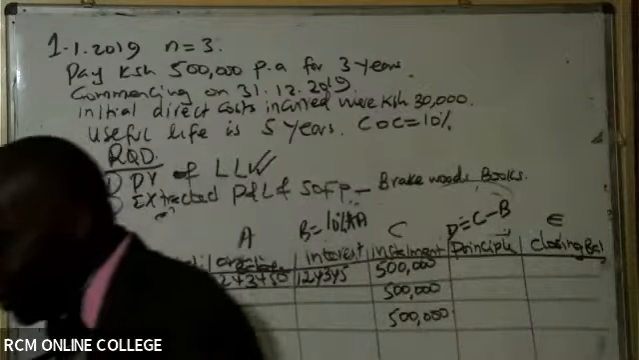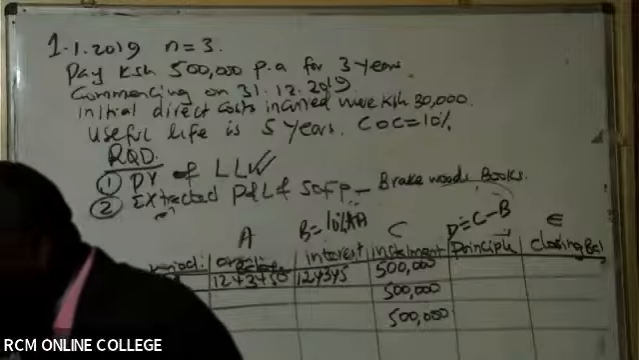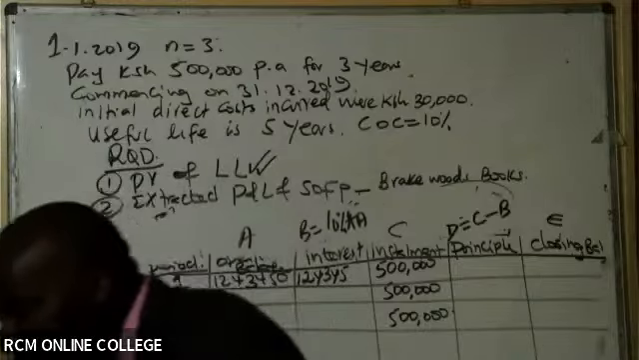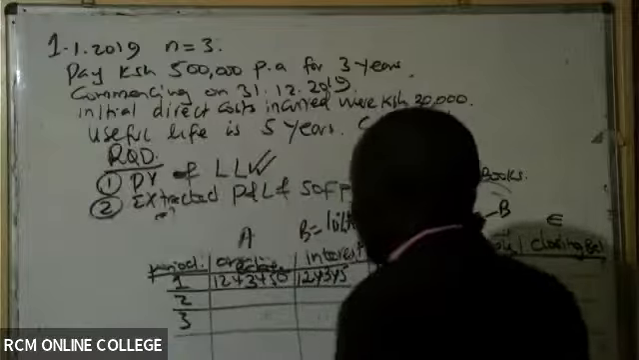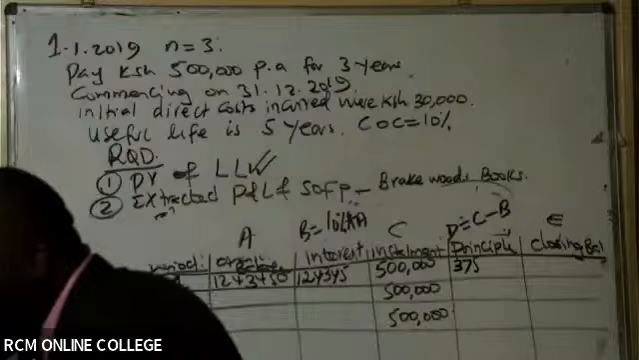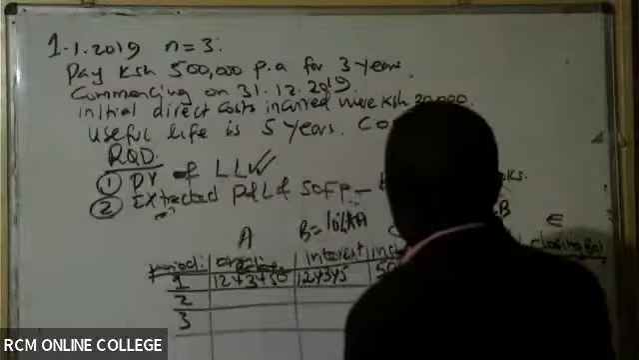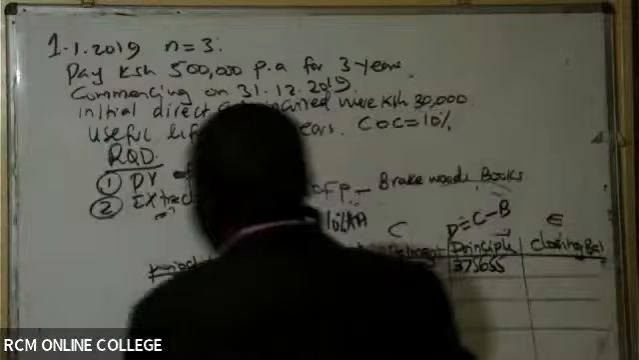Is there somebody who can give me this figure? So it is 375,655. Thank you very much. And then we come to the closing balance.